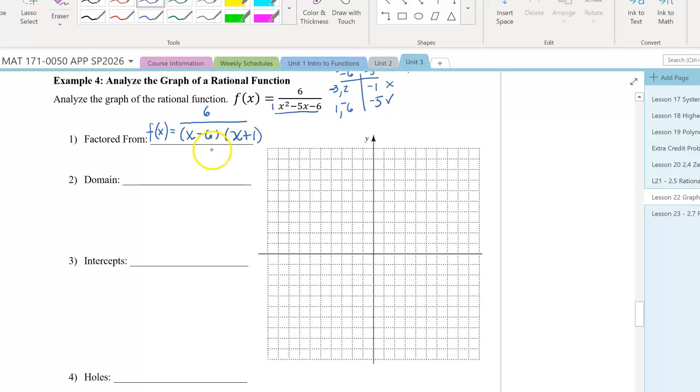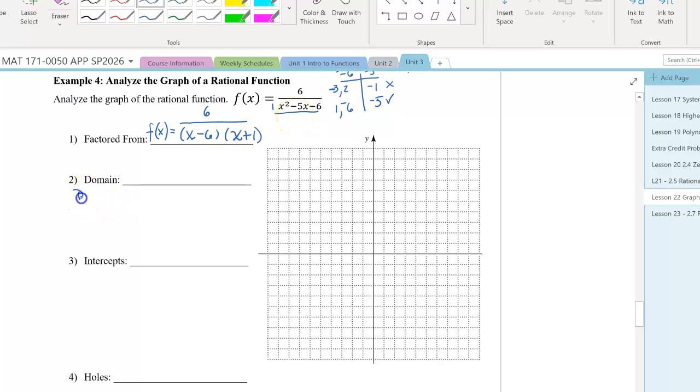So if I do a quick check, negative 6 times 1 gives me negative 6. X times x gives me x squared. Inside times inside is negative 6x. Outside times outside is 1x. And negative 6x plus 1x gives me the negative 5x. All right, so now I'm ready to look at the domain.